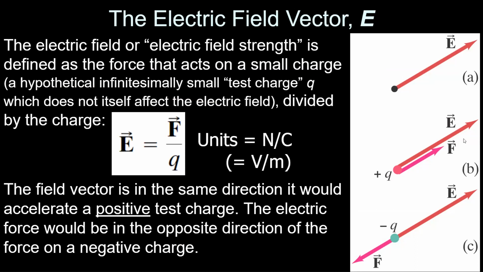E by formula is F over Q for point charges. So basically, it's your electric force divided by your charge, or force per unit charge. Its unit is not really different from what you would expect. It's a Newton per Coulomb.